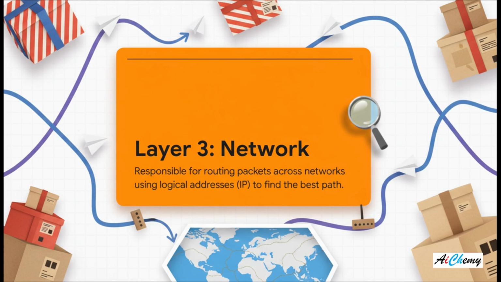This layer is the master navigator for the entire journey. It adds the global address, which you probably know as the IP address. So if the MAC address was just the house number, the IP address is the whole thing: street, city, state, and zip code. The network layer's one big job is to figure out the best possible path for that package to take across the entire internet.